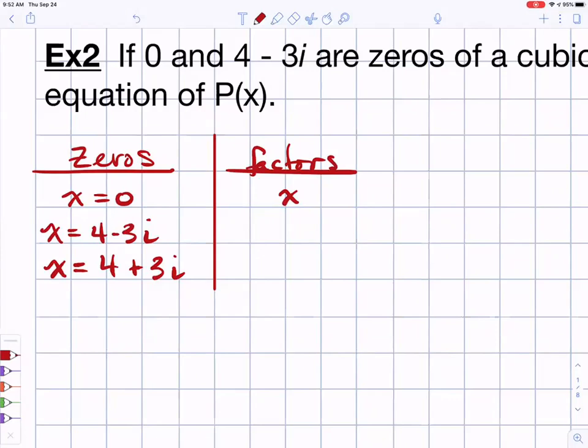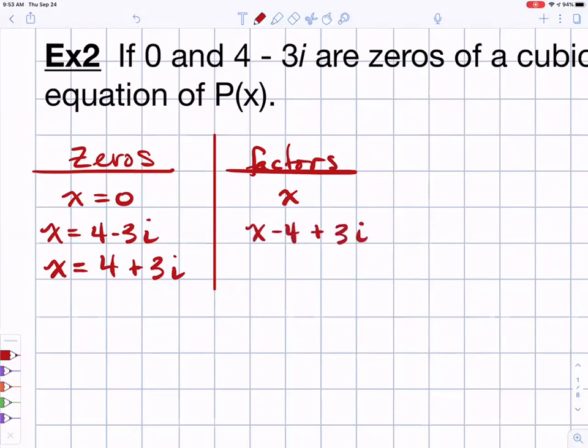Now, remember how we get a factor. It's basically we're moving all of the numbers over to the other side so that the x doesn't feel lonely, right? So let's do the same thing here. Let's move all of our numbers over to the other side so that x doesn't feel lonely. So what's my second factor? x minus 4 plus 3i.